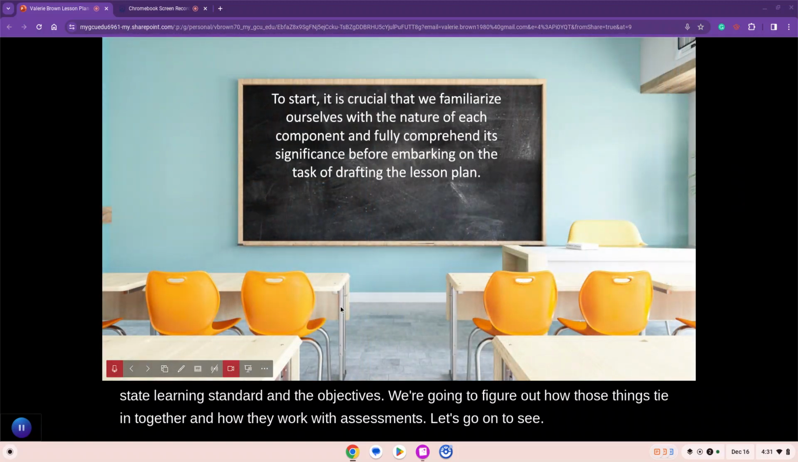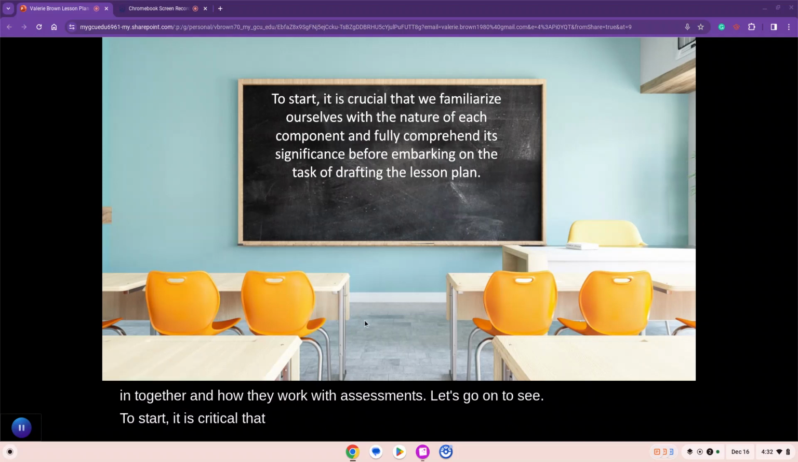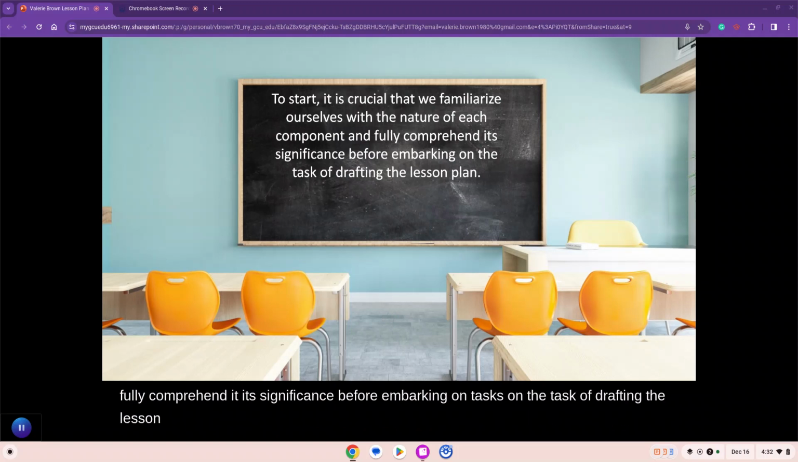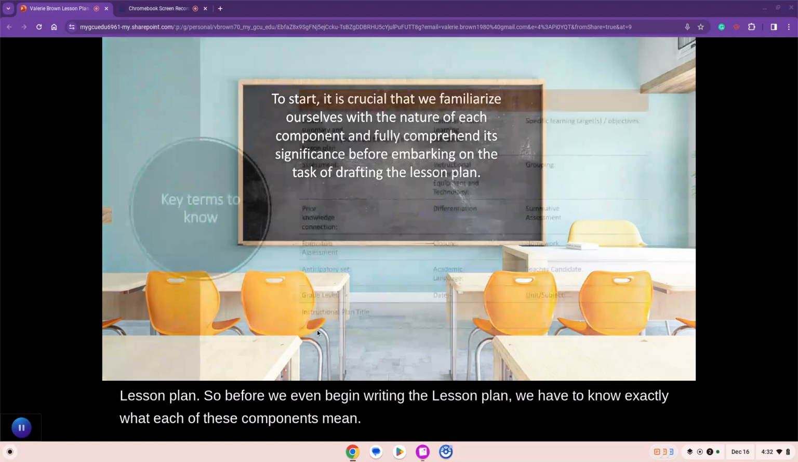To start, it is critical that we familiarize ourselves with the nature of each component and fully comprehend its significance before embarking on the task of drafting the lesson plan. So before we even begin writing the lesson plan, we have to know exactly what each of these components mean. And from there, we will see.